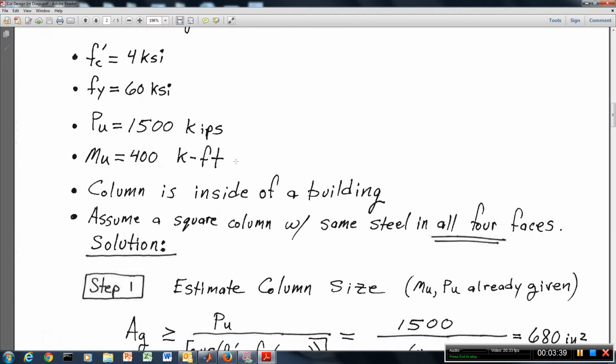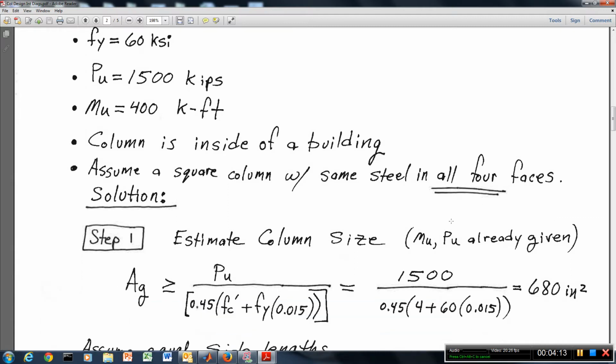For this case, we're also going to assume that the column is inside of a building. This is a piece of information that will help us know what type of clear cover requirements we are going to have to satisfy. And lastly, we are going to assume that our column is a square column, and that it has the same number of bars of steel on all four faces of the square column, and we'll see more about that as we proceed.